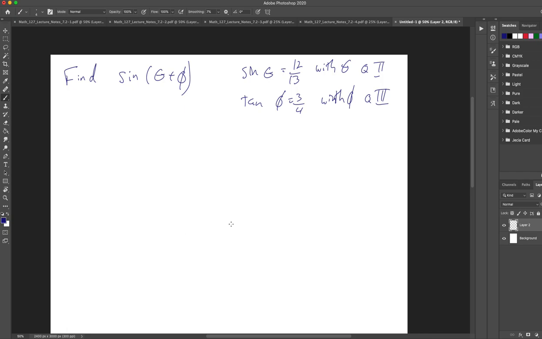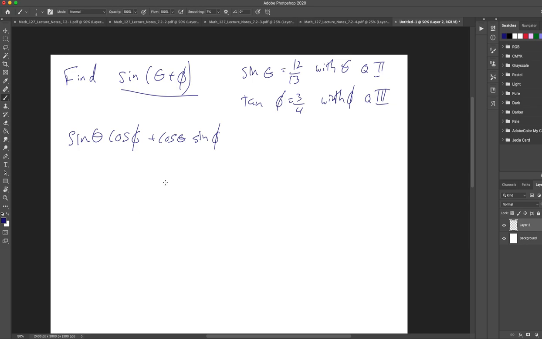So what does that mean? What we want to do with this information is find sine of theta plus phi. How am I going to find this? Let's translate that real quick. If I just use the formula, this would be sine of theta cosine of phi plus cosine theta sine of phi.